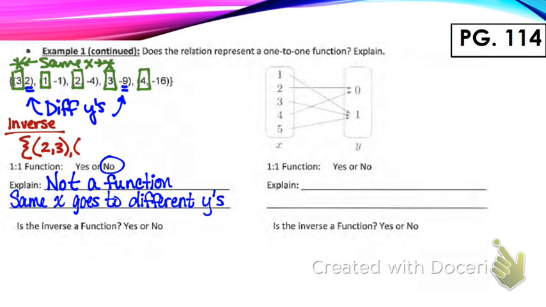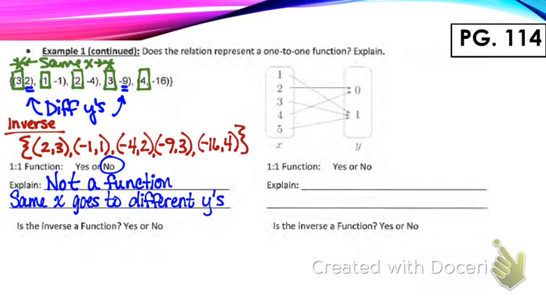What would the inverse of my next ordered pair be? Negative 1, 1. Third ordered pair? Negative 4, 2. Next ordered pair? Negative 9, 3. And the last one? Negative 16 and 4. So there's my inverse relationship.